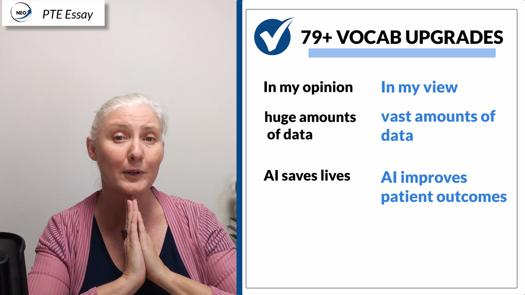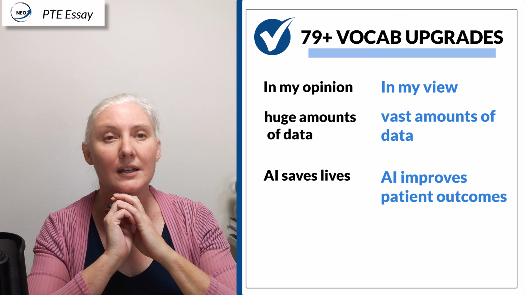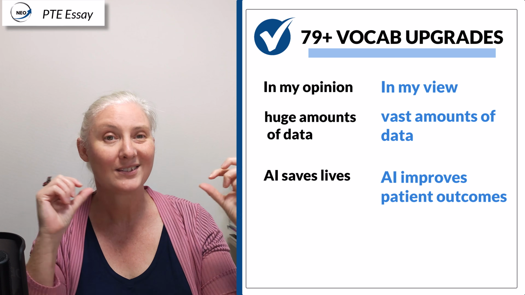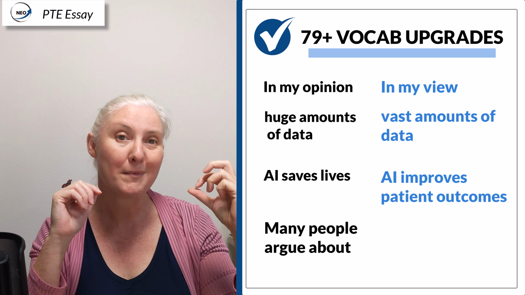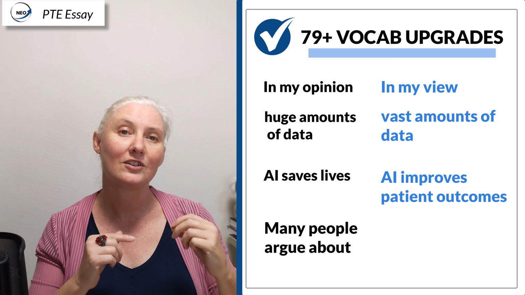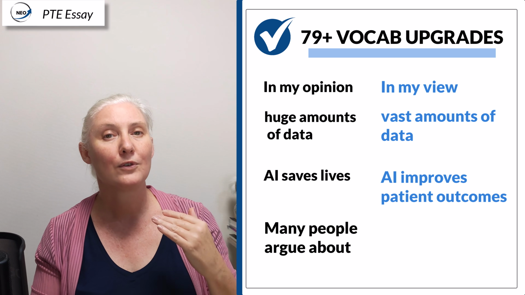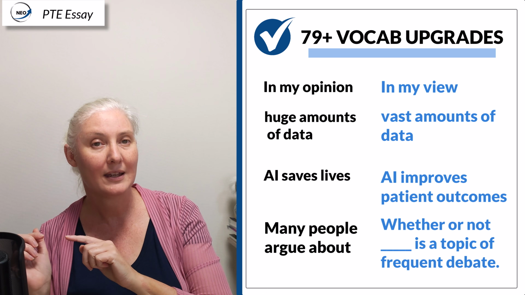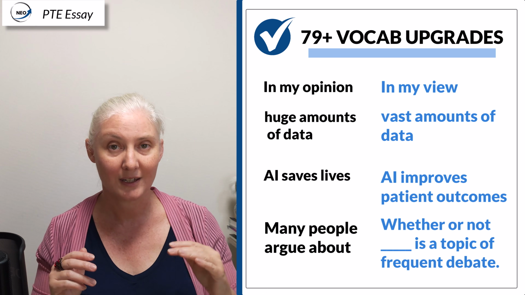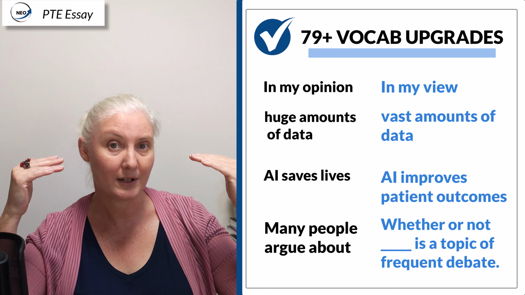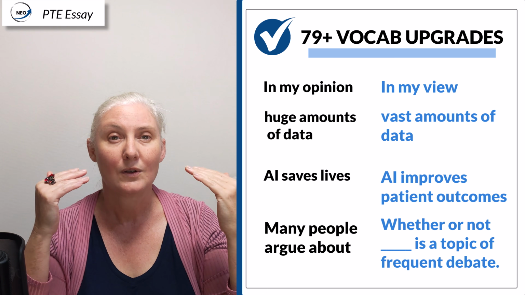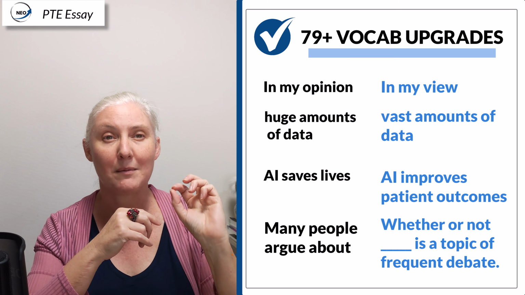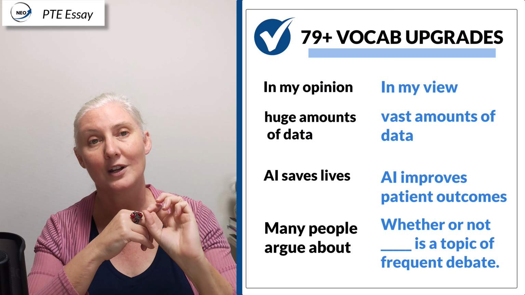One last point I will make for that upgrade is the first sentence. My template suggests that you say many people argue about. If you change that to whether or not something, and then is a topic of frequent debate, that will automatically lift your vocabulary too, right? So in this case, it would be whether or not artificial intelligence will damage society is a topic of frequent debate.